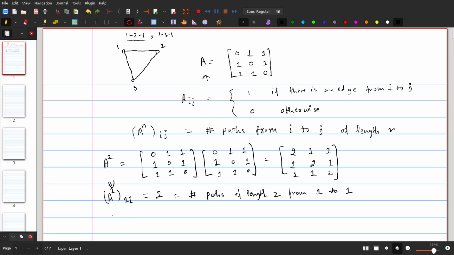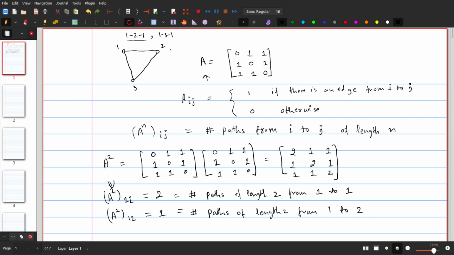If we consider the element 1,2, then this is equal to 1, and this is the number of paths of length 2 from 1 to 2.